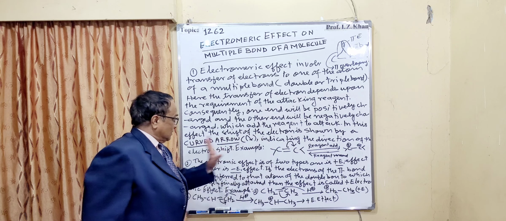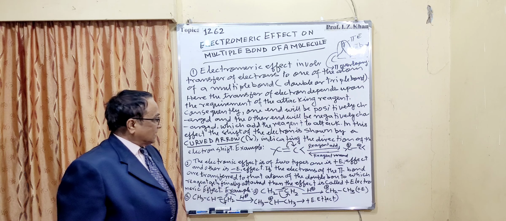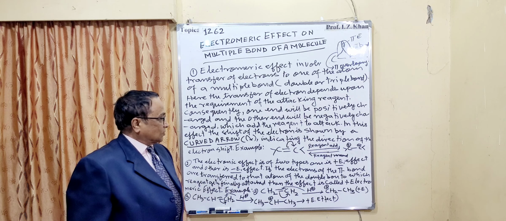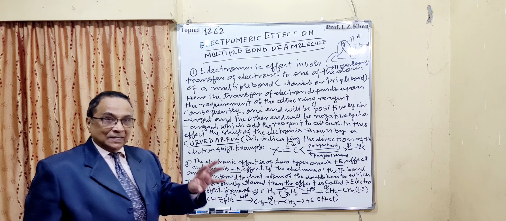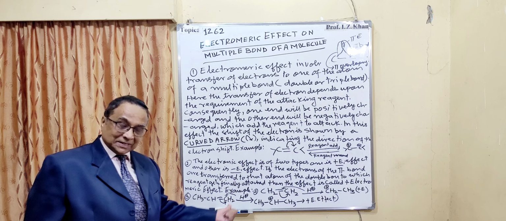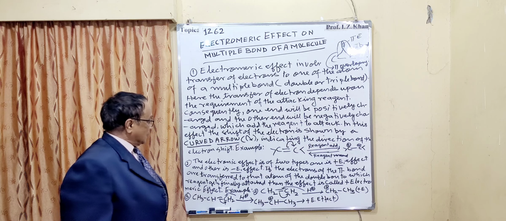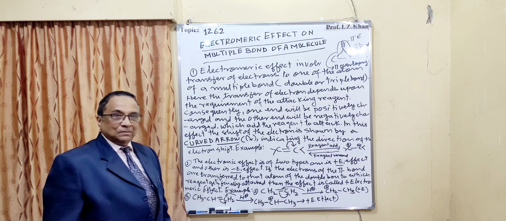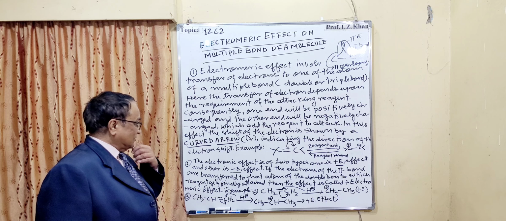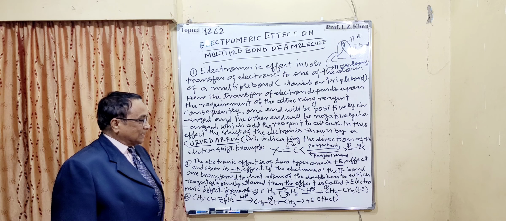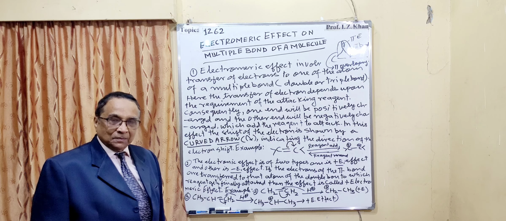So here, it is given number 2. The electronic effect is of two types. One is called positive electromeric effect, and I have already given you the explanation. Positive electromeric effect means the attacking species is receiving the electron from the center of the molecule. And the other is called negative electromeric effect. If the electrons of the pi bond are transferred to that atom of the double bond to which the reagent finally gets attached, then the effect is called positive electromeric effect.